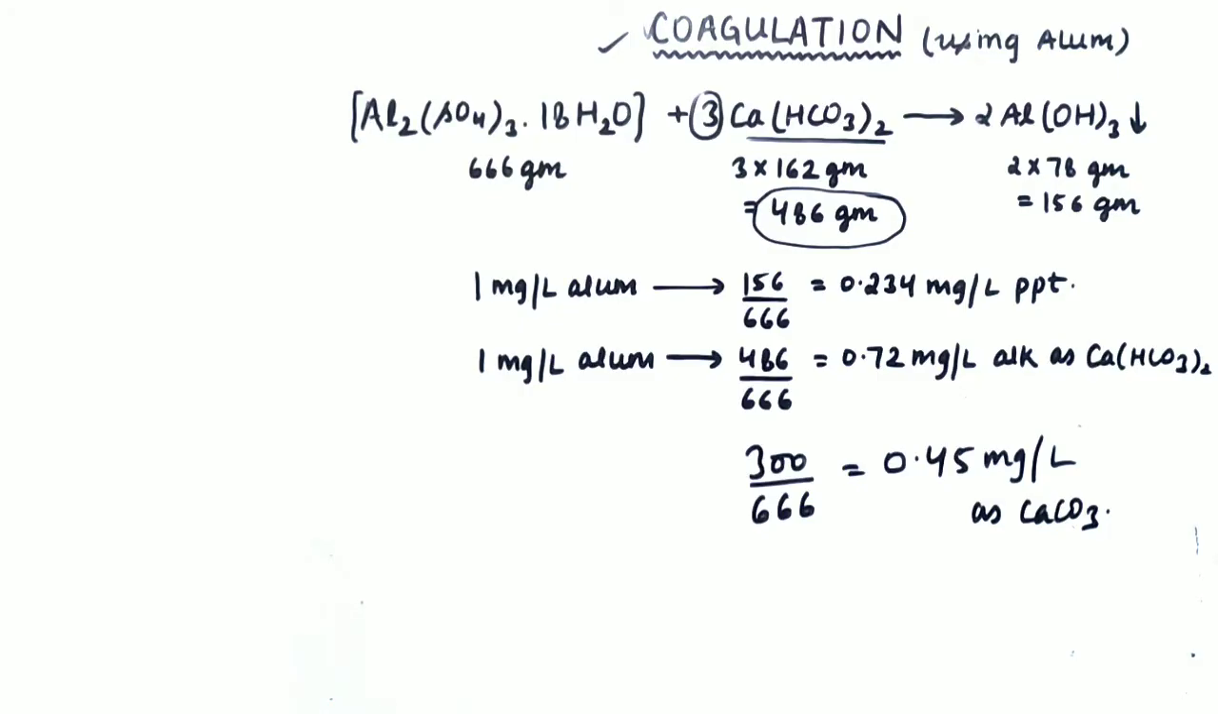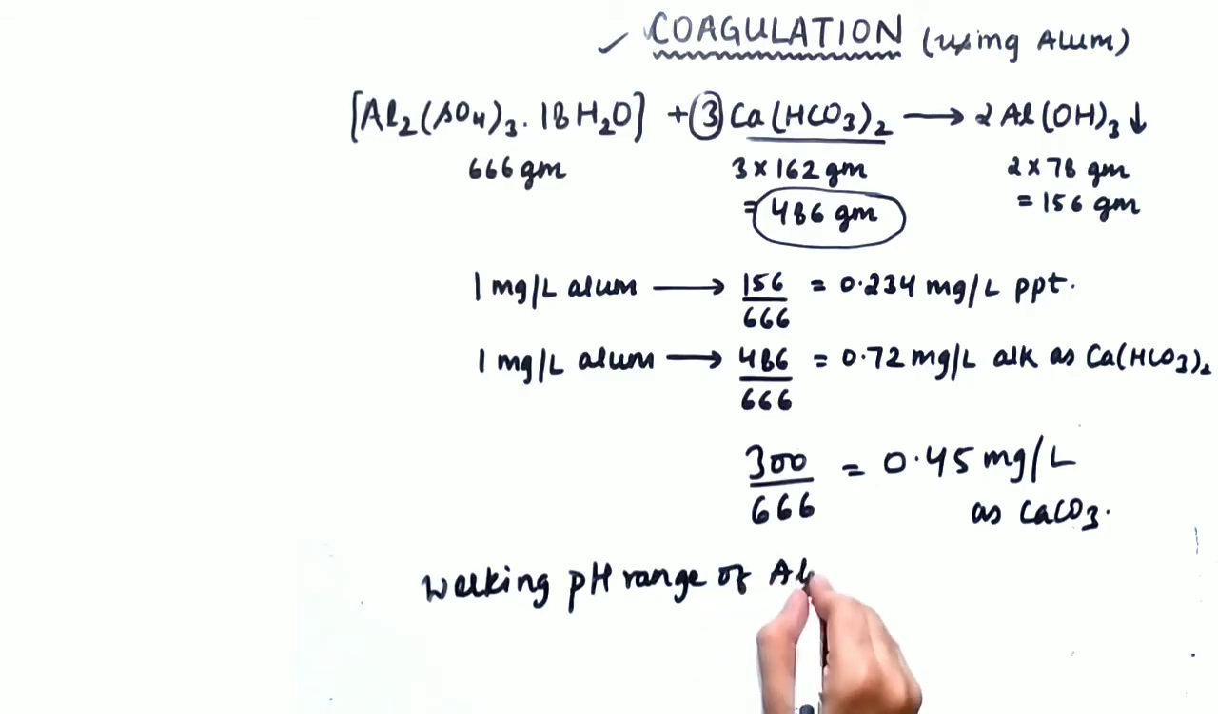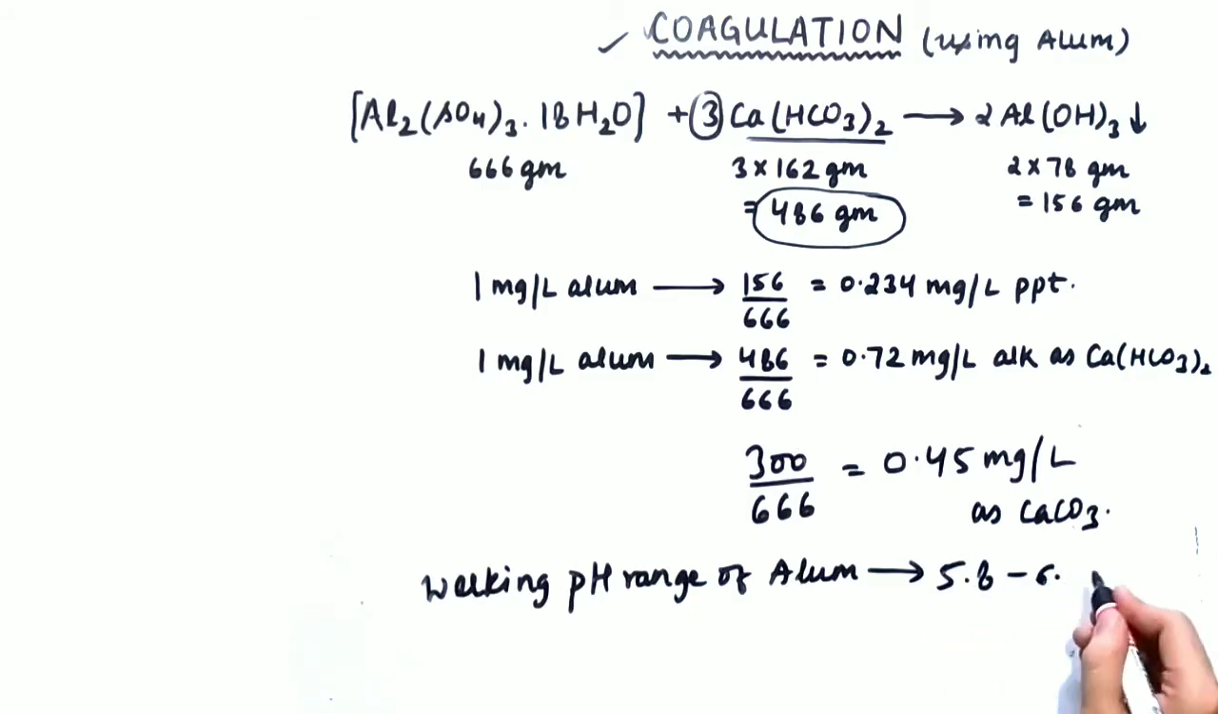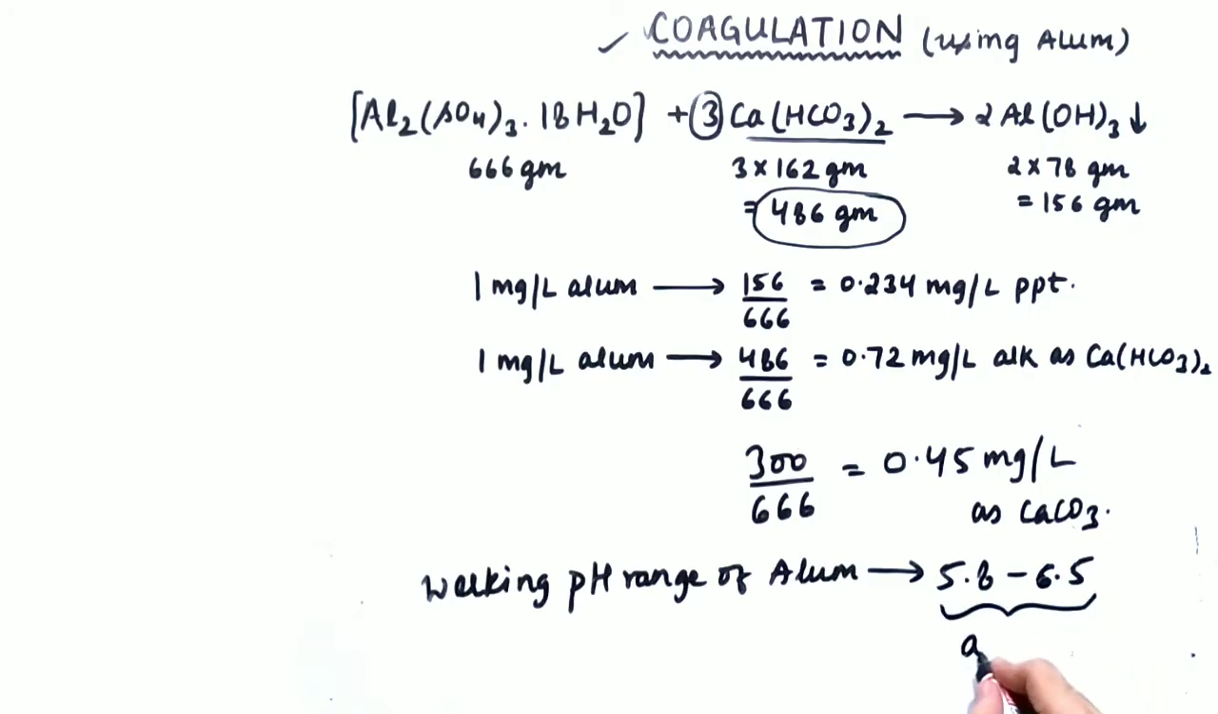One more objective question that can be asked from this particular topic is, what is the working pH range of alum? So let me tell you that alum is most effective when the pH ranges between 5.8 to 6.5. So basically this is the acidic range. So alum works best in the acidic range. I hope this point is clear to you. Now without any delay, let's get back to our numerical question.